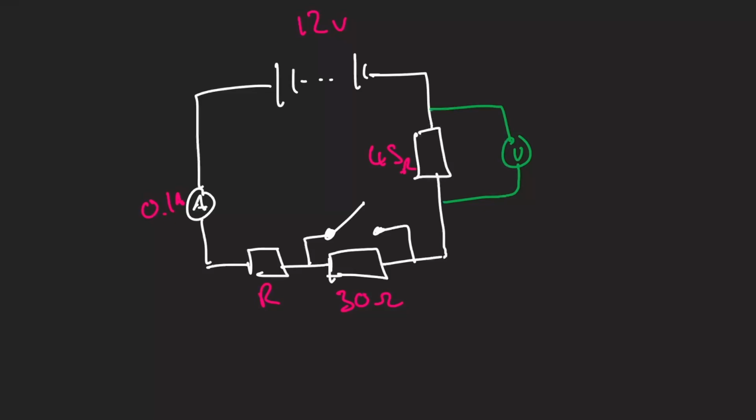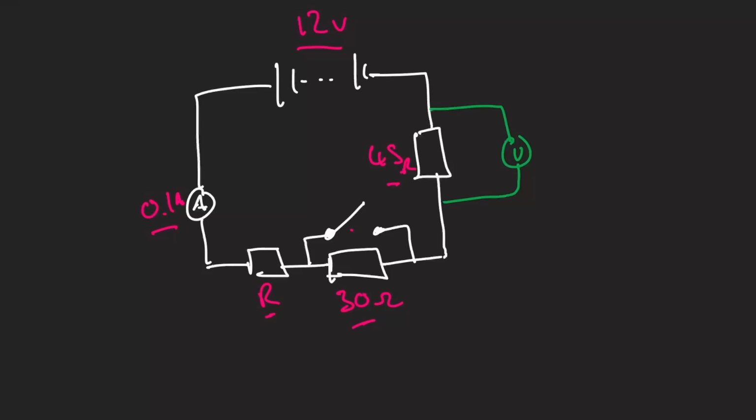Okay, so in this question, we're given, again, another circuit over here. We've got 12 volts from the power supply. We've got 0.1 amps through this ammeter over here. We've got a resistance R, a resistance of 30 ohms over here, an open switch over here, and we have a 42.5 ohm resistor here.